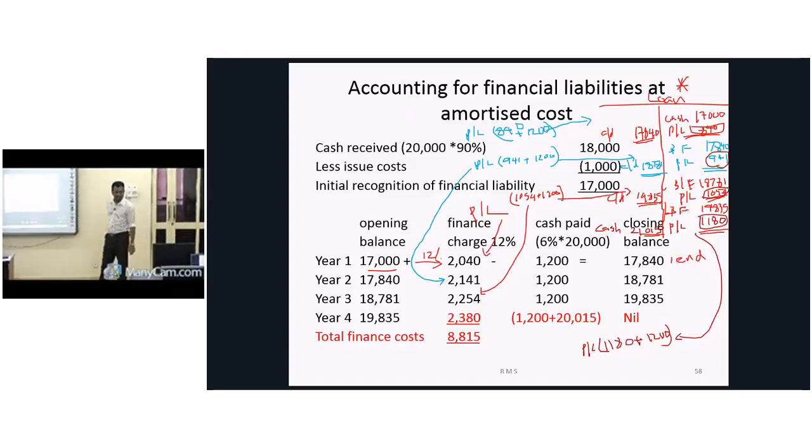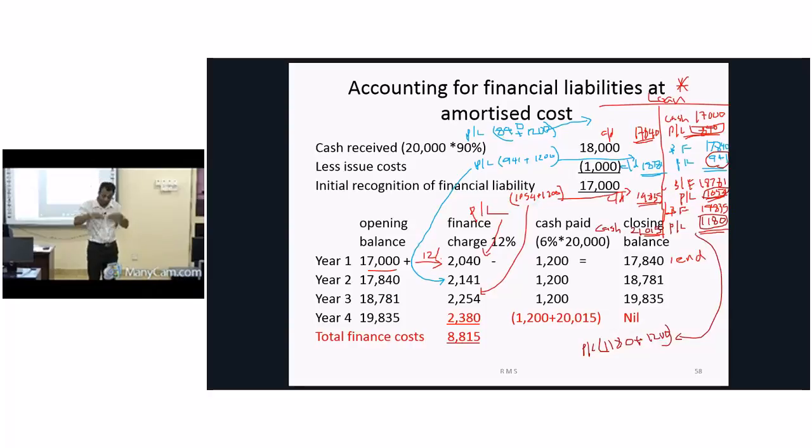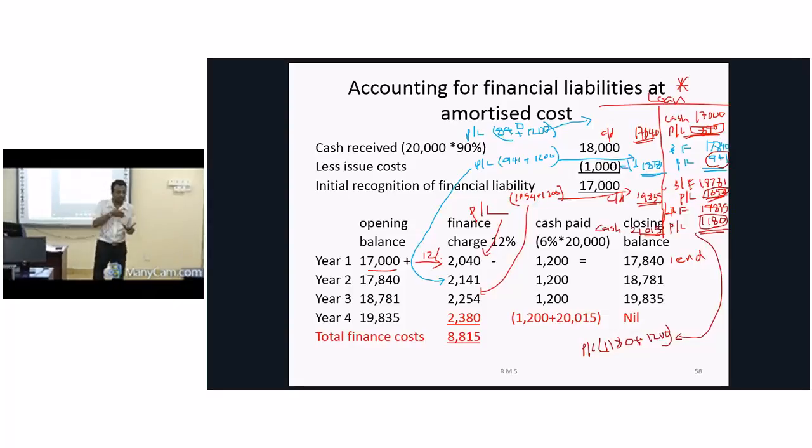What is my loan balance at the beginning? How much do I get at the beginning? If you can remember, 17,000. Can you remember? Why do you get 17,000? I got a loan note for 20,000, but at the same time I spent an issue cost of 1,000, and I gave a discount of how much? 2,000, 10%. If I issue the loan note to you, you give me only 18,000 now, because I give a discount of 10%. Then I collect only 18,000 now. From that 18,000 I also have to pay the issue cost of 1,000. Then the net is 17,000 that I got in hand. Got it? So that's what we call the loan.